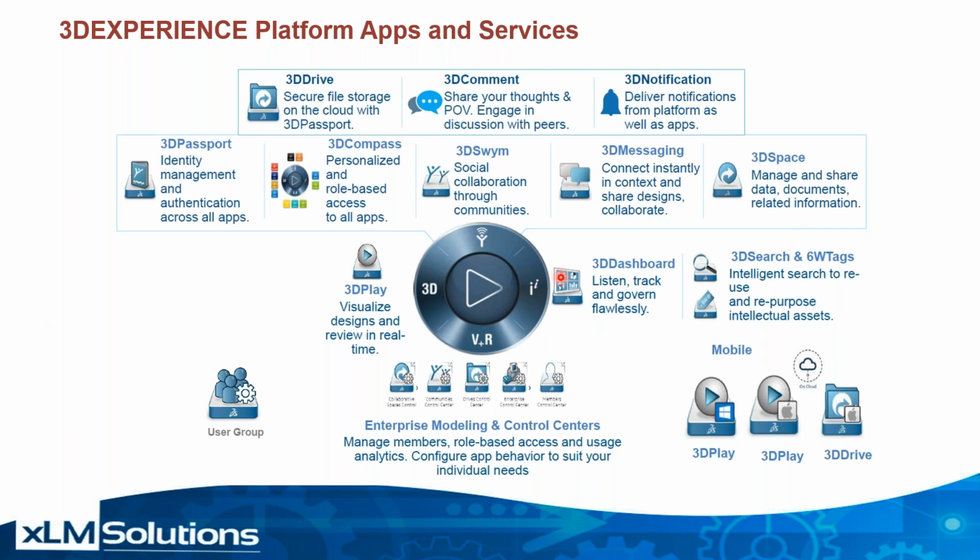So before that, we should first understand the 3DEXPERIENCE platform and how the things are connected. As we see here, everybody knows that the 3DEXPERIENCE platform has a compass and a few quadrants. Like we see, there are different kinds of services: passport, compass, web messaging, 3D space, then 3D play, 3D drive on the cloud side, and some virtualization features, enterprise modeling controls. Everything is embedded into a single platform. That's why it is called a 3DEXPERIENCE platform. And multiple things are being embedded into the same.